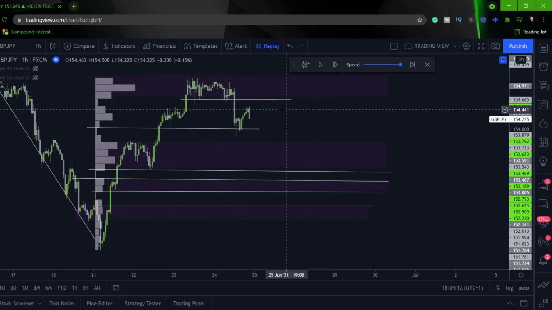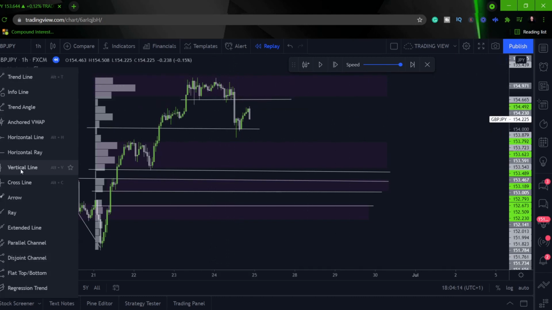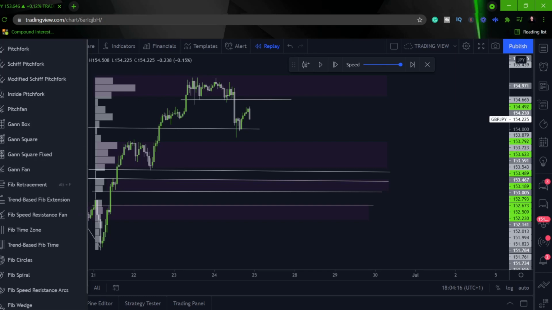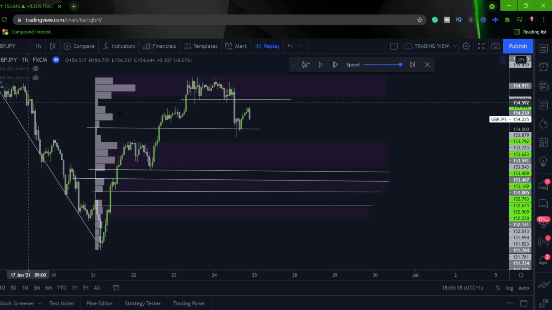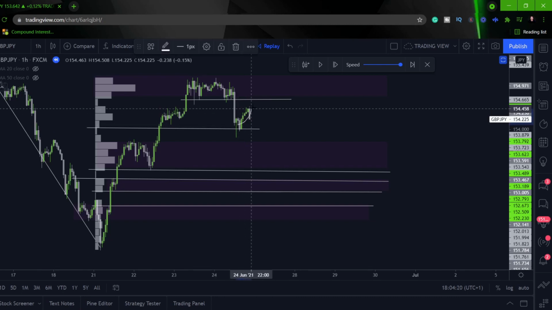Where does price want to come to? Obviously we know that we're most likely going to want to come back up to fill this imbalance.